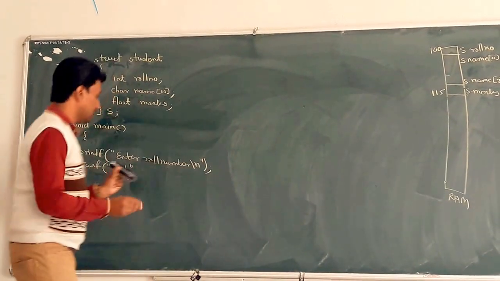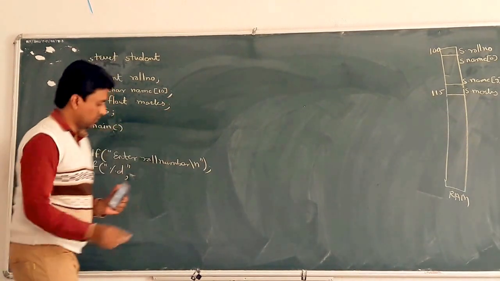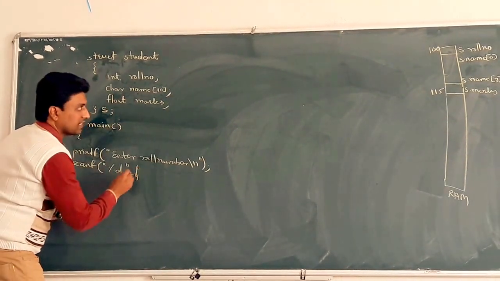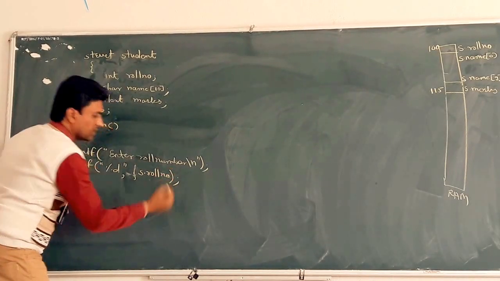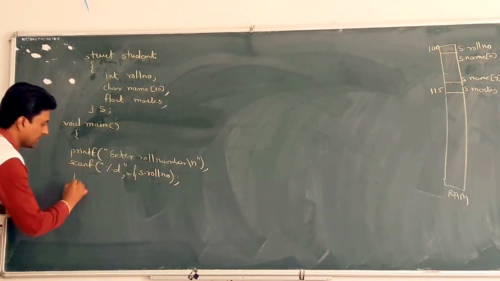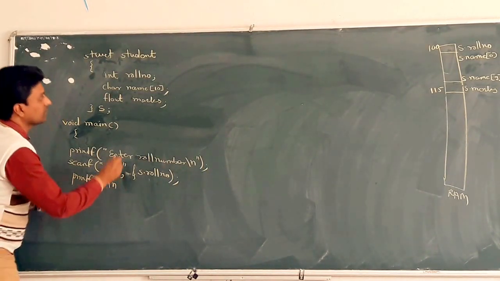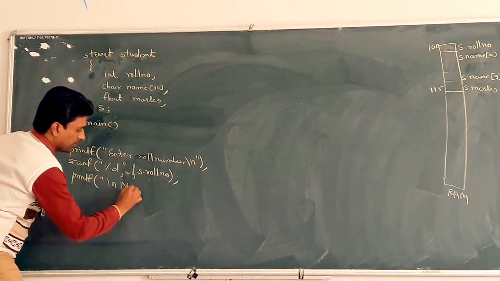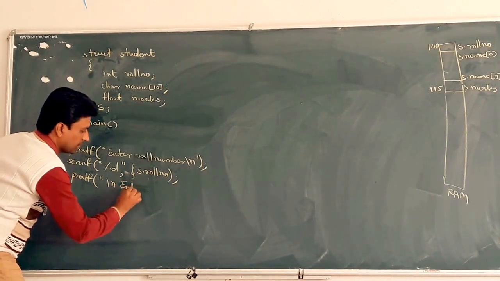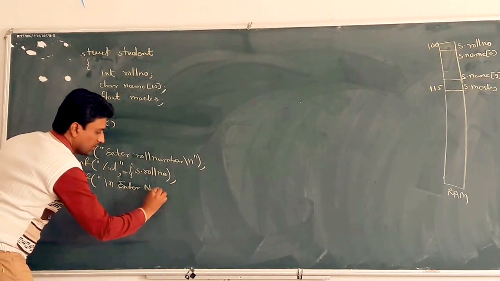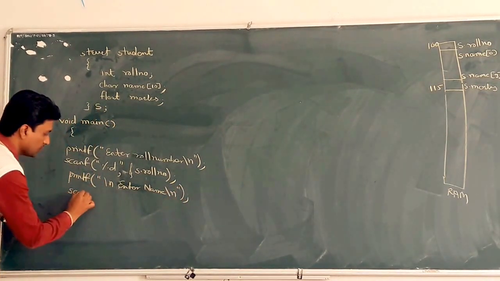Enter roll number. Where do we want to store the roll number of the student? In S dot roll number. So use ampersand, address of S dot roll number, semicolon. Next is a printf: Enter name, slash n, semicolon. Where do we want to store it?